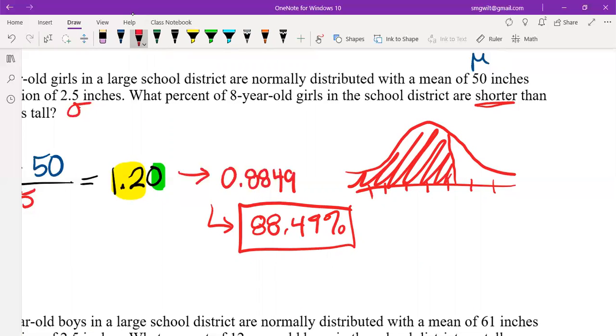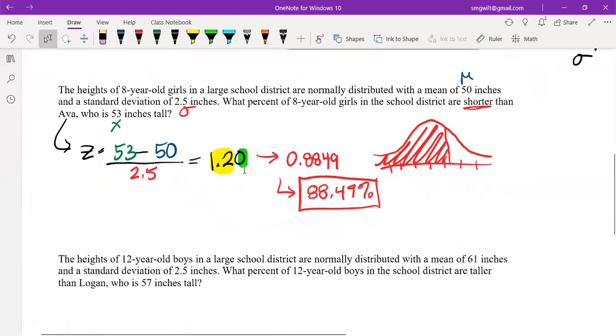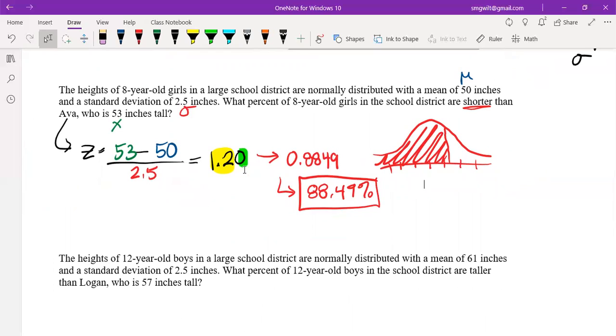So we calculate the z-score, then we use the z-table and ensure that that value is representing the question. If it's less than her height, shorter than her height, then we just use the value. If it's something different, we have to do a little bit of calculations.